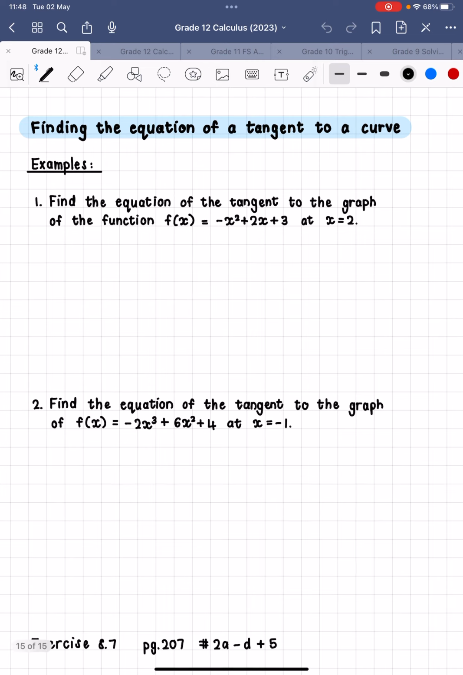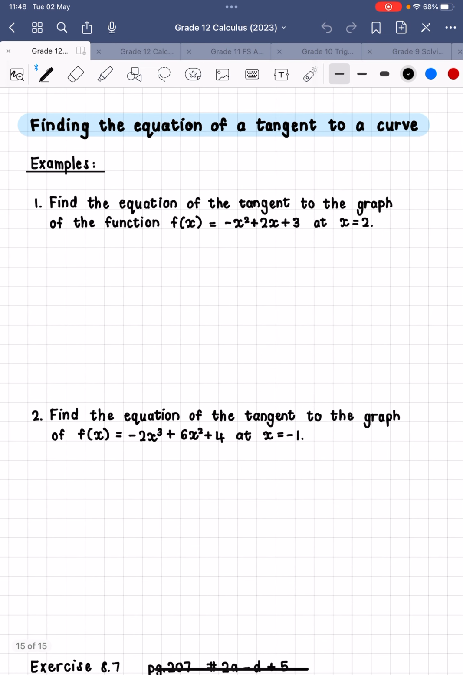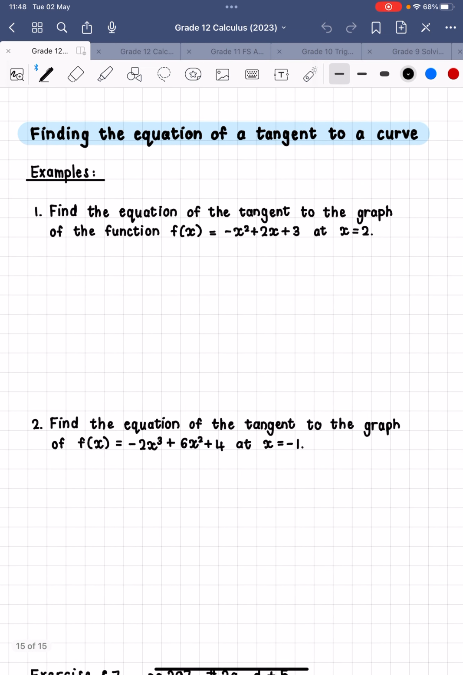Okay, finding the equation of a tangent to a curve. Next section, please. This is still under calculus, so we're going to use calculus in this work.